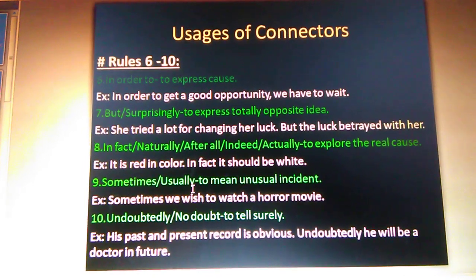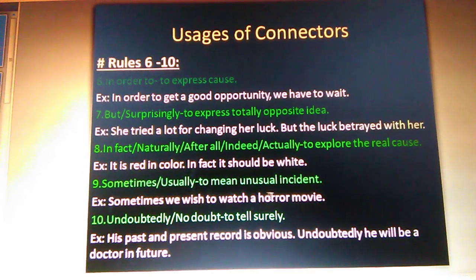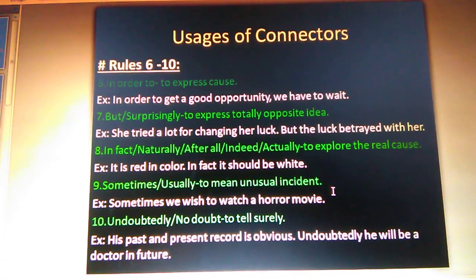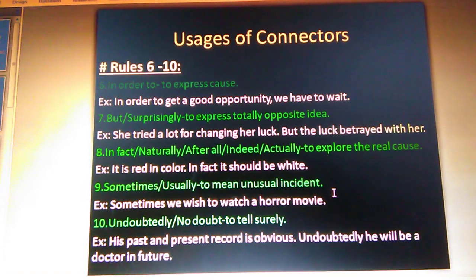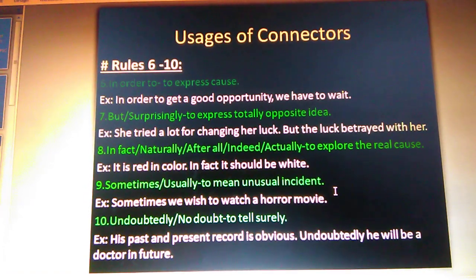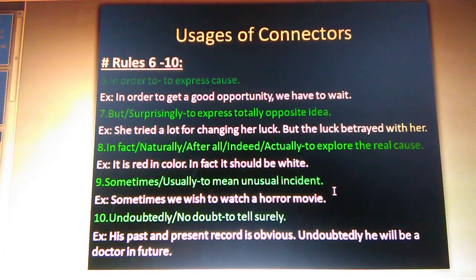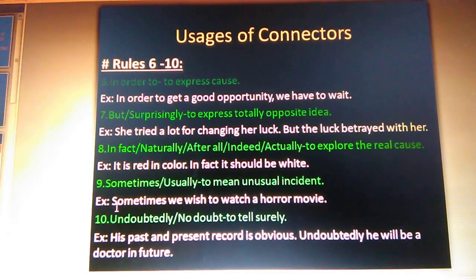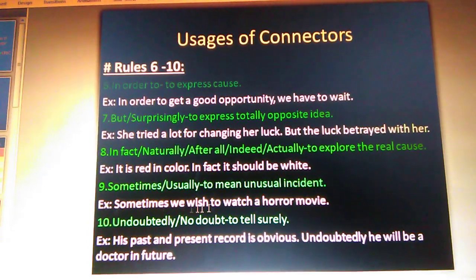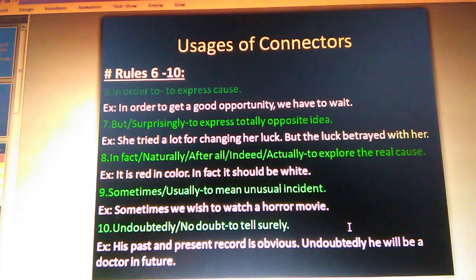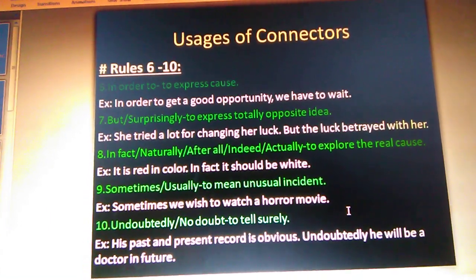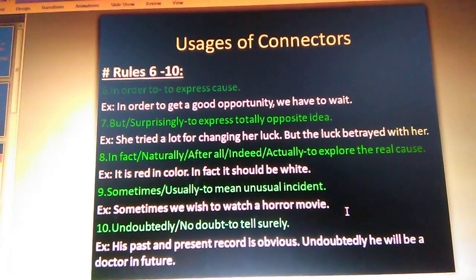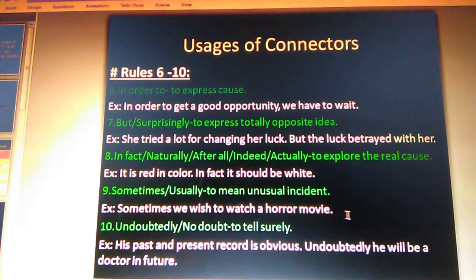Sometimes, unusually, to mean unusual incident. Both of these are synonymous. They are used to describe an unusual incident. Let's go for examples. Sometimes we wish to watch a horrible movie. So it is not regular. We don't watch horrible movies regularly. Sometimes we watch. So it is the unusual incident.